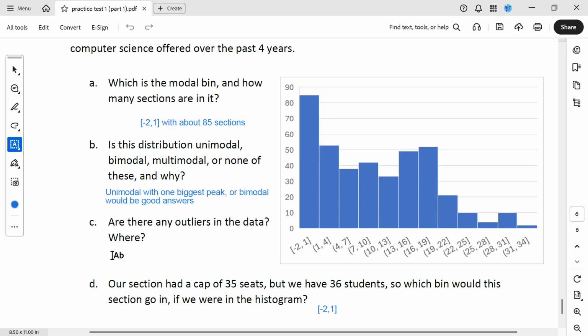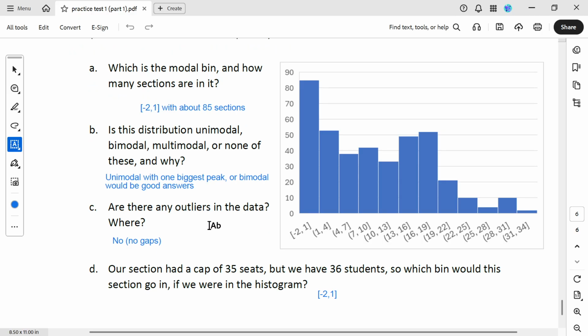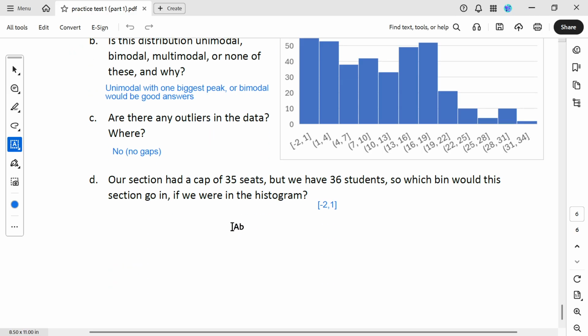Are there any outliers in the data, and where? No, there are no gaps, so there aren't really any outliers. There's just one section in this largest bin, but then there's a bunch of sections in the one next to it, so there are no outliers. Our section, okay, I already did that, and that was the last question.